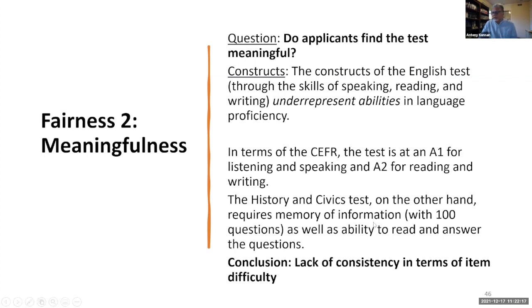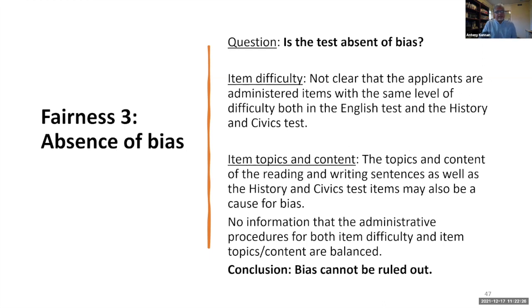In terms of item difficulty, we don't know what the item difficulties are. And some of the items definitely are more difficult than others. Is the test absent in terms of bias? Absolutely not clear, because the applicants are administered items with the same level of difficulty, we are told, to both English test and history and civics tests, but it's at the discretion of the immigration officers. So there could be unintended bias if the immigration officer was just not focusing, but we have no data to support it this way or that way, you know. So it's likely that there is bias, but maybe there is no bias.